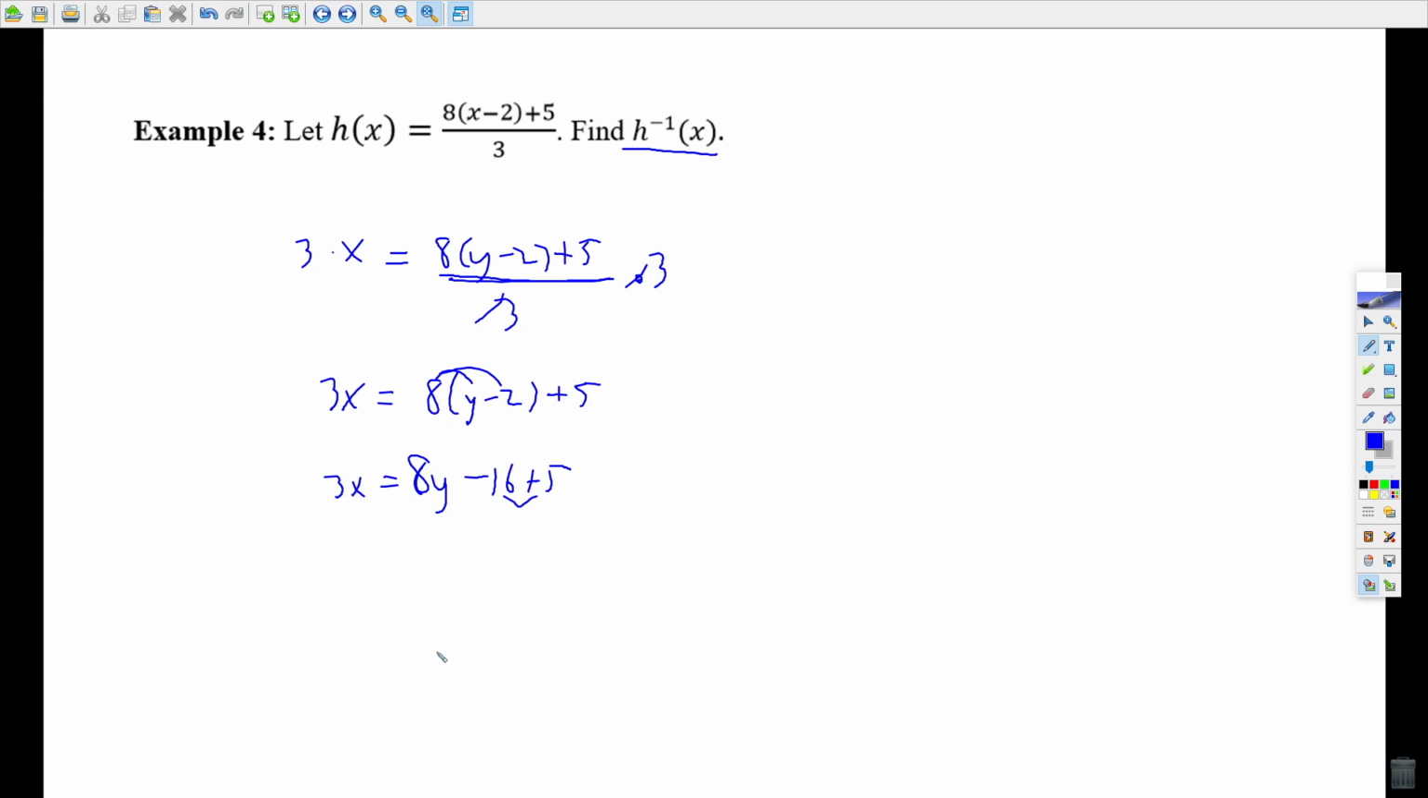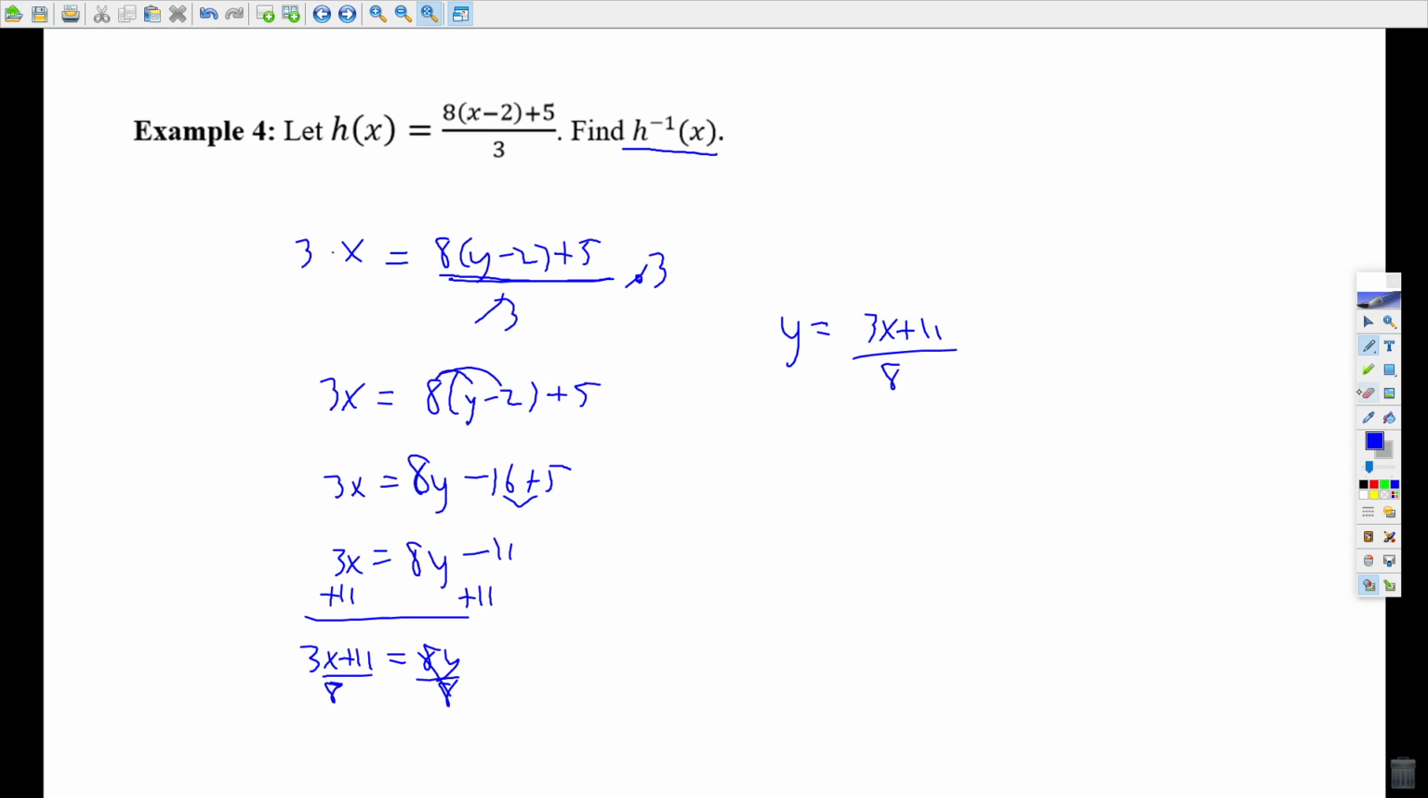We can put those two numbers together. So we get 8y minus, what's minus 16 plus 5? Minus 11. And then we're almost getting y by itself. So we'd add 11 to both sides. 3x plus 11 equals 8y, divided by 8. Alrighty, so we get y equals 3x plus 11 over 8.